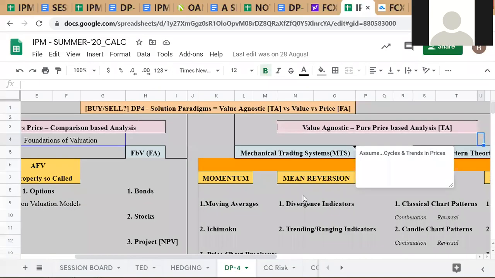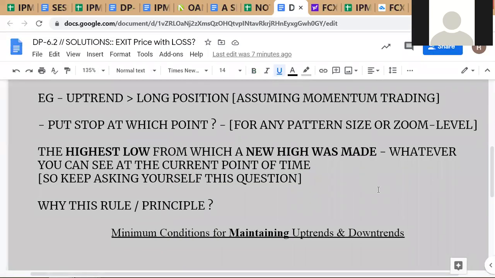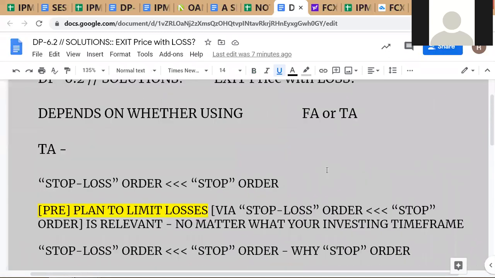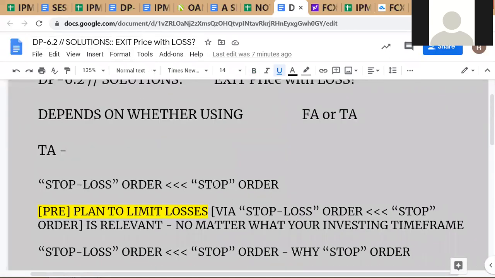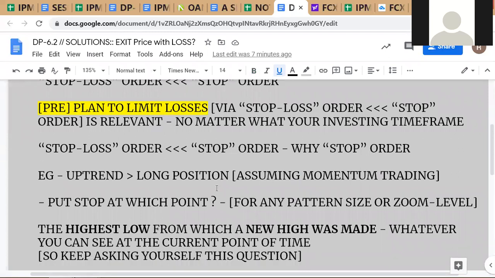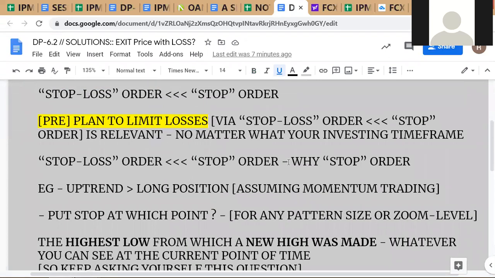So this DP4, and now remember why we came to this discussion in the first place, why I started writing in this note. I wanted to explain to you why we say stop order and not stop loss order in the technical sense. Why stop order? I'm just going to put this in bold. Why stop, not stop loss? Here, this is why.